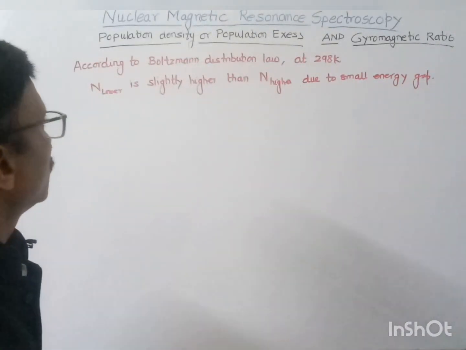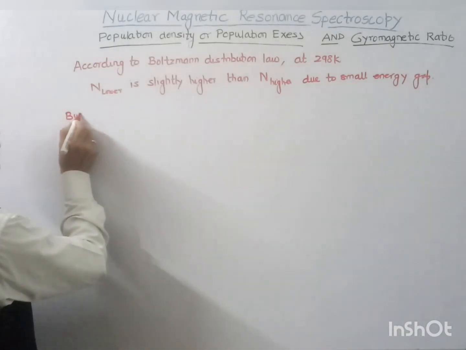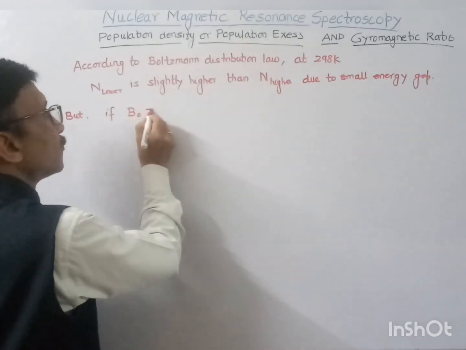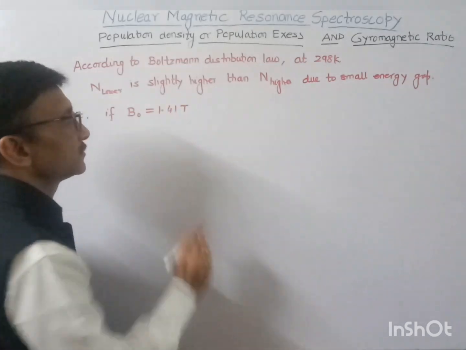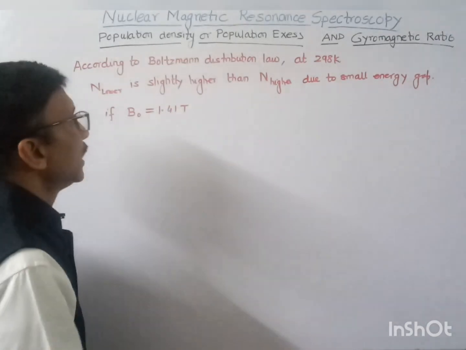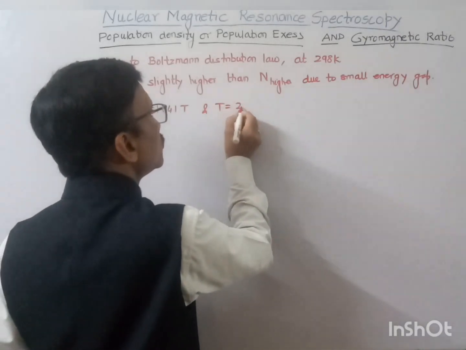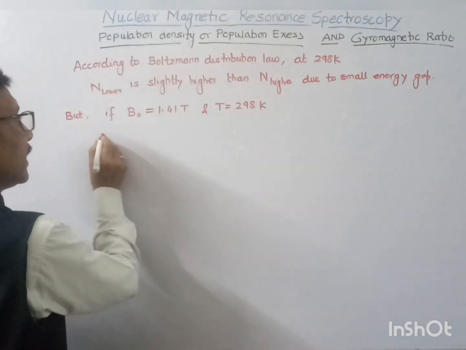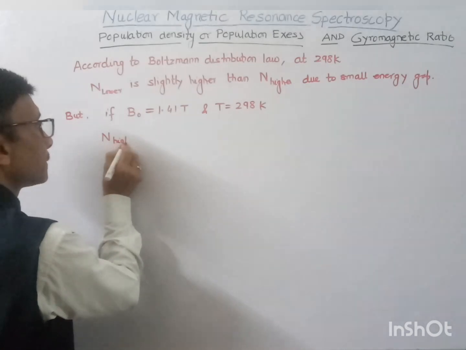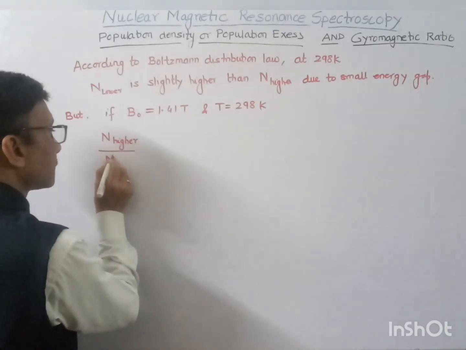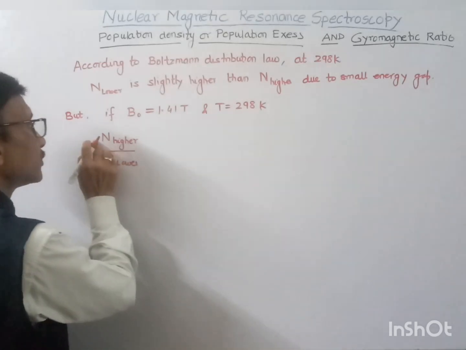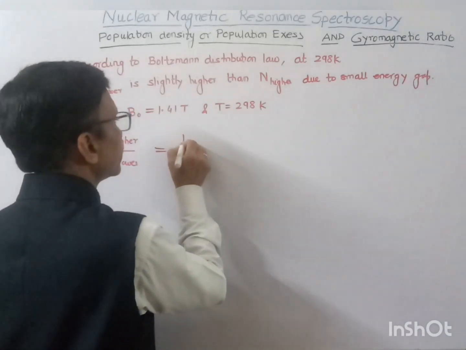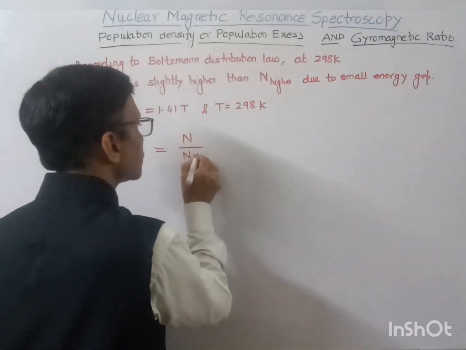Now, if B naught, that is the external magnetic field, is 1.41 Tesla, and temperature is 298 Kelvin, then in this case, N higher upon N lower, meaning the number of nuclei in higher energy state divided by the number of nuclei in lower energy state, is equal to, we can write, N upon N plus 9.